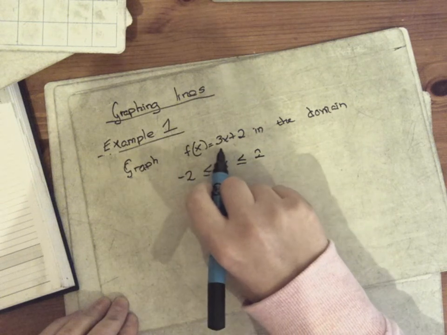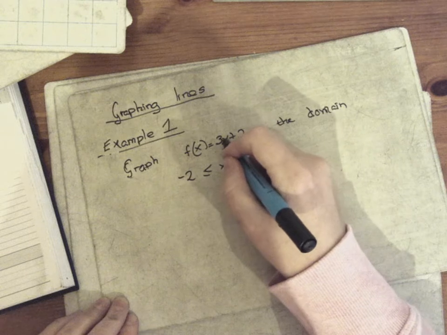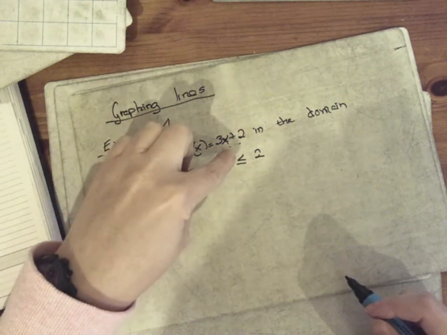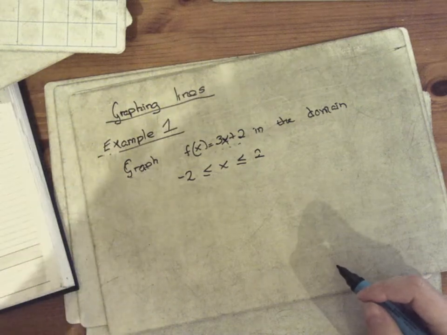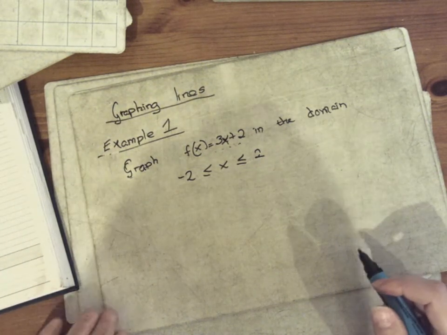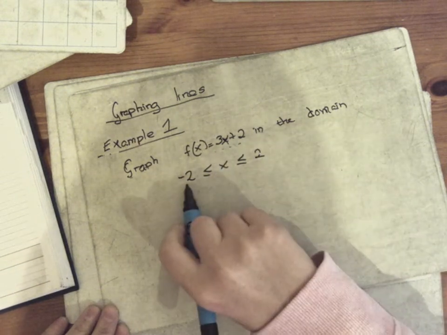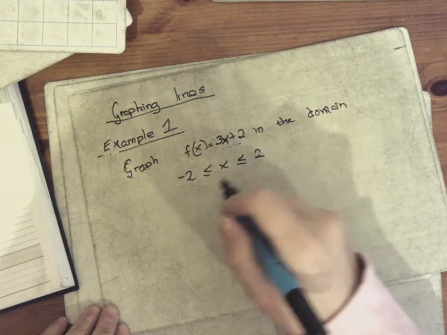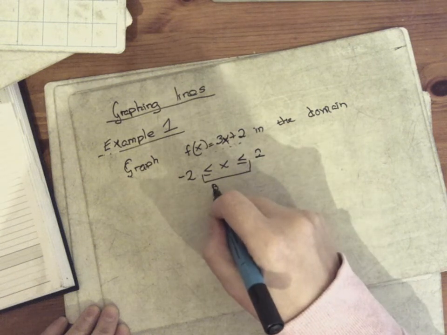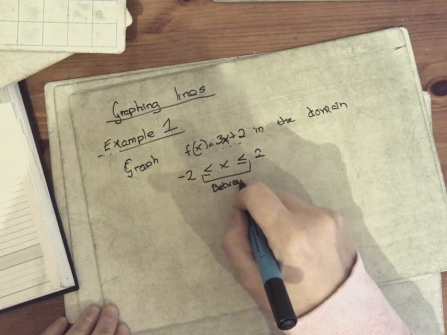So y equals 3x plus 2. So you look at that and you say, well, that's a line. How do I know it's a line? Because there's no x squared term, there's no x cubed term. The only x that's in there is x on its own. So you know straight away it's a line, so you know what you're drawing, okay? So graph this in the domain minus 2 is less than or equal to x is less than or equal to 2. See this bit in here, that just means between. So you have to get all the points that are between minus 2 and 2.